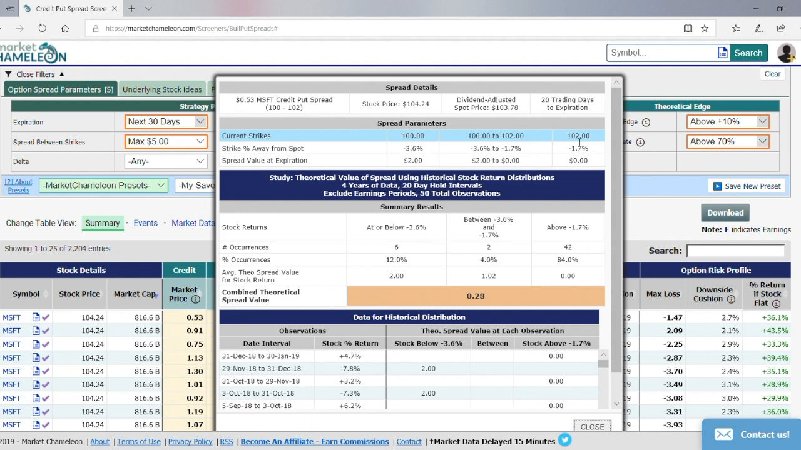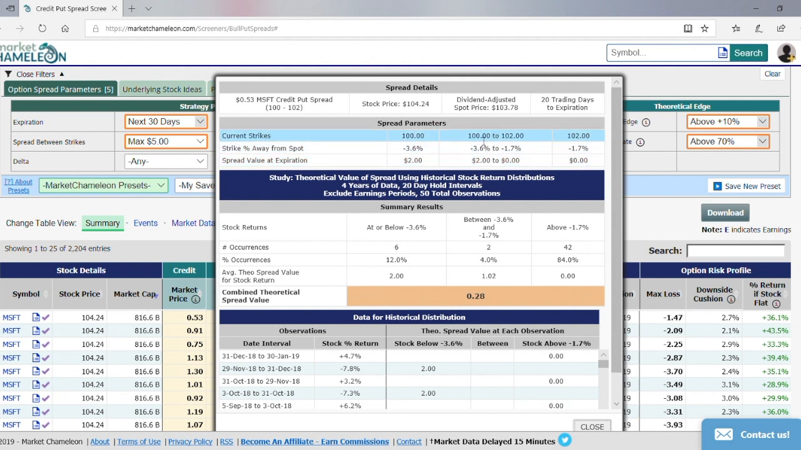What else we know is that if Microsoft finishes at 102 or higher, or minus 1.7% or higher, in the next 20 trading days, then the put spread is worth zero, right? Because both puts will be out of the money and that put spread is worth zero.